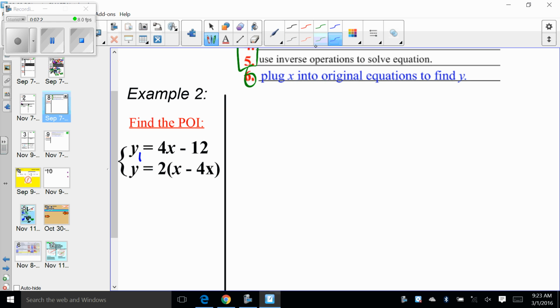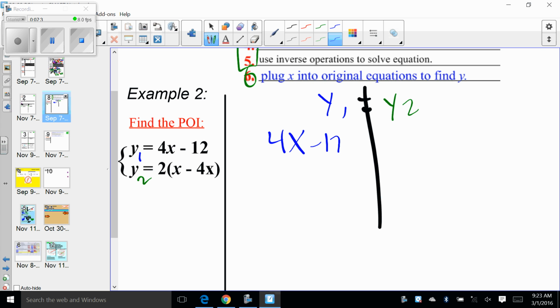We have y1. When does y1 equal y2? So when does the y1 equation equal the y2 equation? The y1 equation is 4x minus 12. When does that equal the y2 equation, which is 2 multiplied by x minus 4x? Working left to right now. On the left-hand side, I'm going to stop, chop, chop that, and that's really all I can do. I cannot combine those like terms because 4 has an x in it, and negative 12 does not. On the right-hand side, you could combine like terms inside that parenthesis.